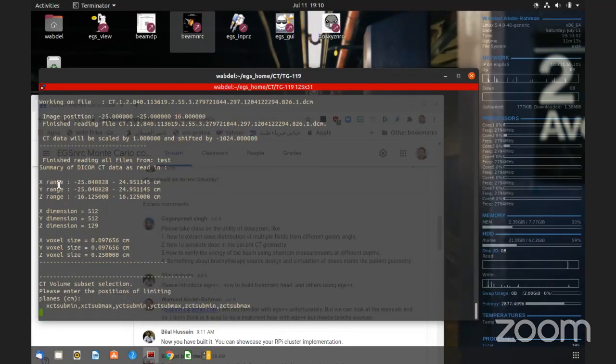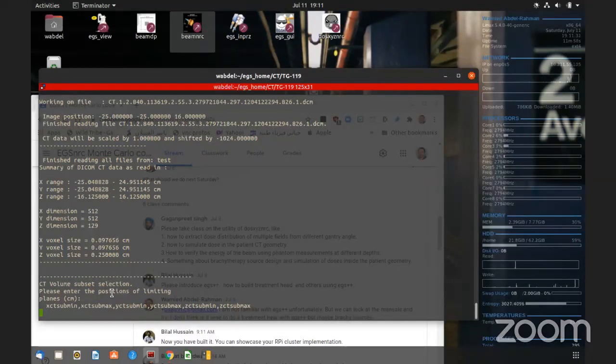So for example, now the information, the X range is from -25 up to 24, and in the Z direction, it's -16 up to 16. The dimension, obviously, this is the dimension of a CT. It's 512 by 512, and the number of slices is 129. Now with these directions and coordinates, that's a bit confusing, and I will try to explain this a bit more. Then this is the resolution of the boxes.